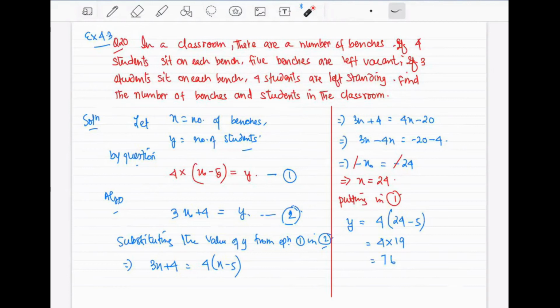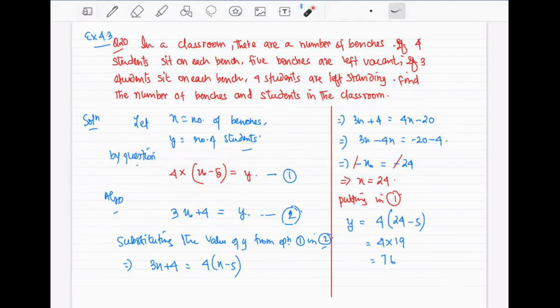Okay, the making the equation part is slightly tricky. Why do we have 4 here? Because 4 students are sitting on each bench. How many benches? There is a total of x, but we don't utilize all of them. There are 5 remaining. That's why we subtract 5. If all the students are seated, this represents the total number of students. So this is equal to the total number of students, which is y.